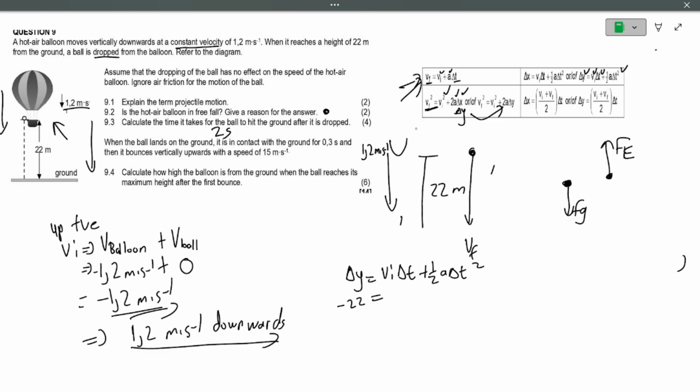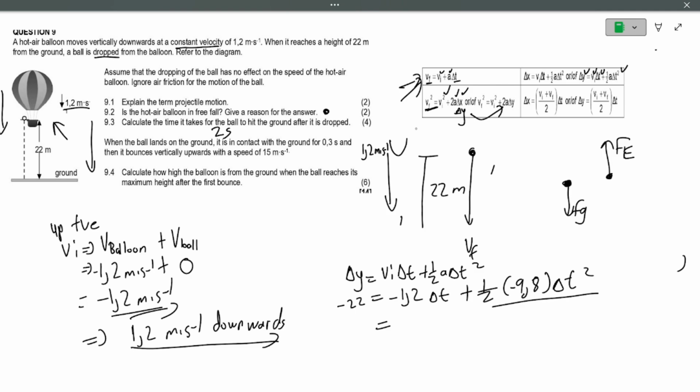I wrap the information here, and then we see the velocity that it leaves with is negative 1.2 times the time we are looking for, and then plus half the gravitational acceleration, which is negative 9.8, times change in time squared. And then now let's just rearrange everything. We are just starting with this one now.